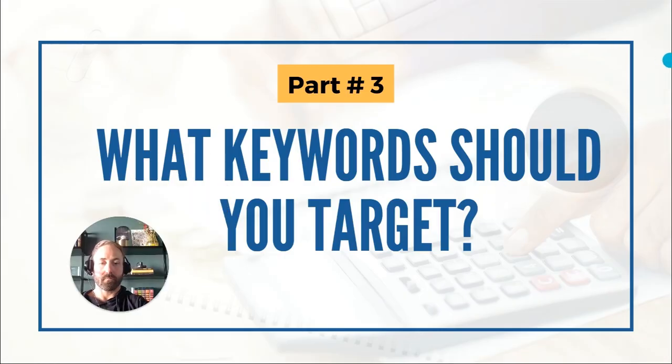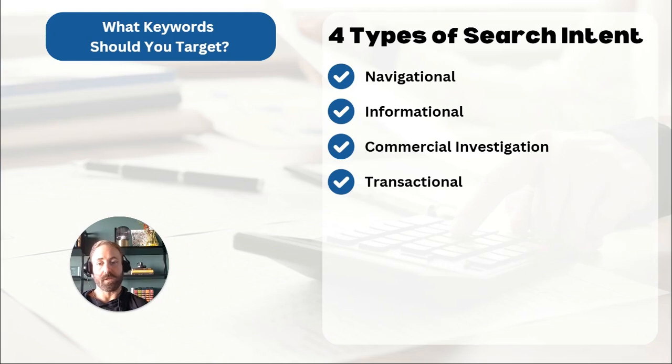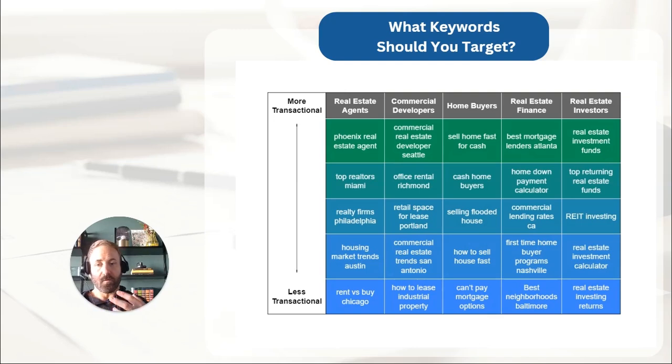So what keywords should you target? Well, when people are searching, there's really 4 types of search intent. There's navigational, informational, commercial investigation, and then transactional.